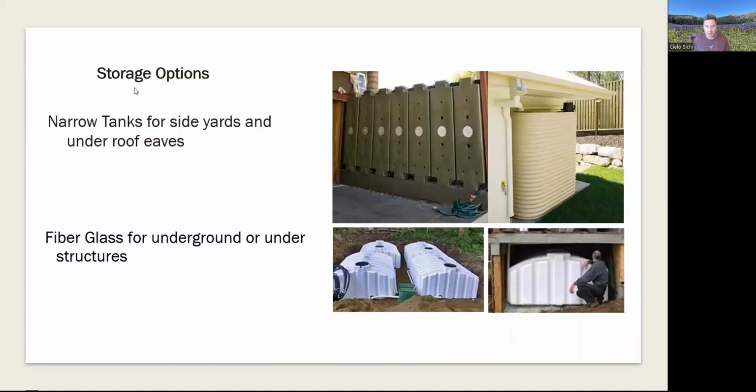So some other options. A lot of times in our normal residential settings, we don't necessarily have a ton of room to store a bunch of barrels. So there's alternative tank systems that you can use that are narrow tanks that you can fit on side yards and under roof eaves. And then if you've got the room, but you don't want to spend the actual area in the landscape with the tanks, you can use fiberglass tanks for underground storage or storing them under structures like decks, etc.